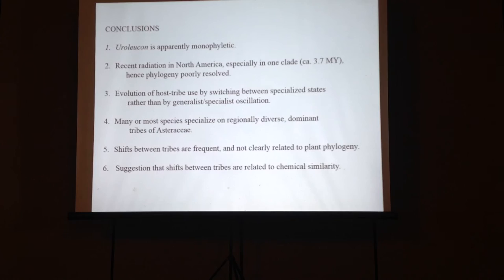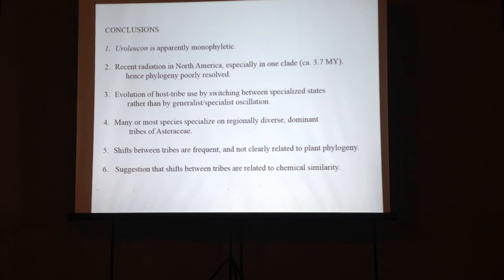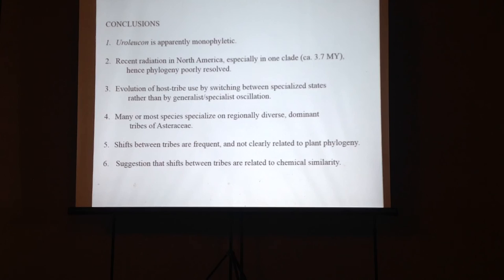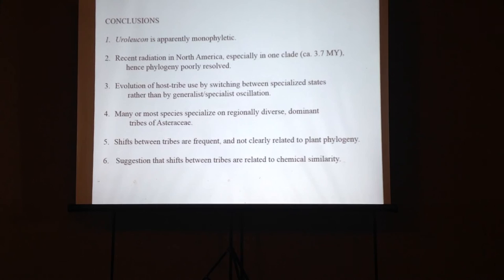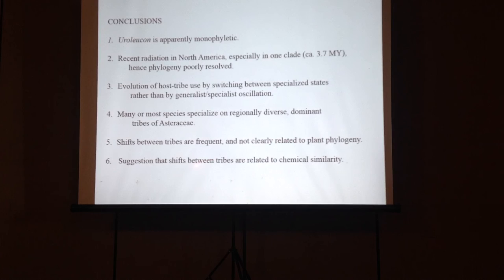There is a suggestion, which I didn't point out, that most species specialize on those particular tribes of Asteraceae that are most diverse in North America on the one hand versus Eurasia on the other hand. And I didn't point that out, but if it's not just a sampling issue, there is a possibility that there really is greater diversification on plant groups that are more diverse in a given region. And then finally, the shifts between tribes are frequent. They are not clearly related to plant phylogeny, but do appear to be somewhat related to chemical similarity of plants.